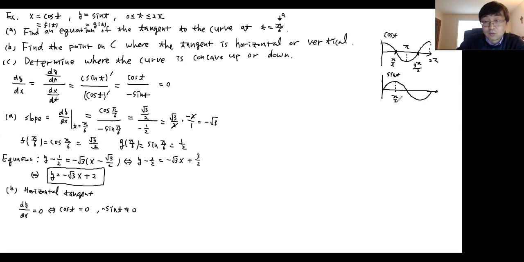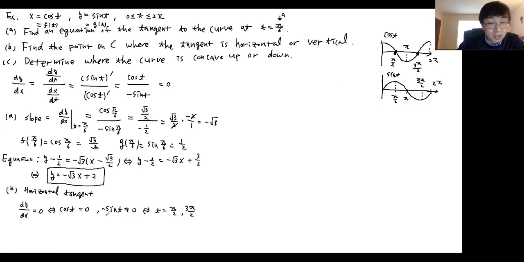Pi over 2, pi, 3 pi over 2, and 2 pi. So cosine of t equal to 0, which angle? Pi over 2 and 3 pi over 2. So we have t equals pi over 2 and 3 pi over 2.